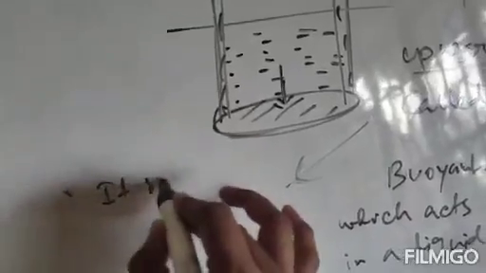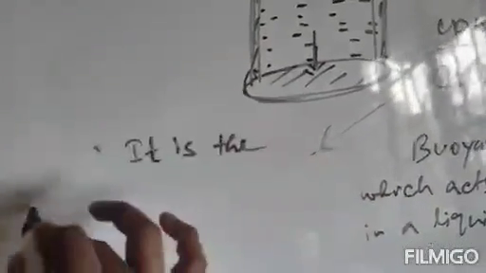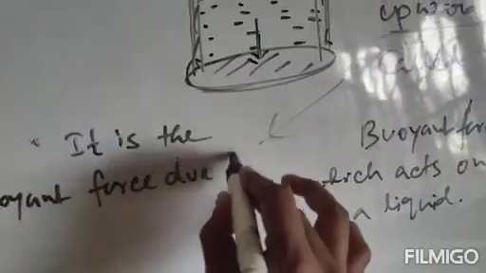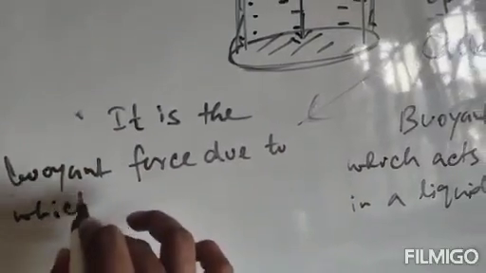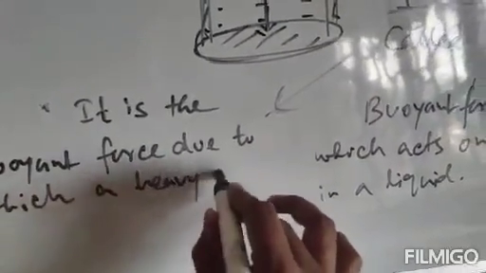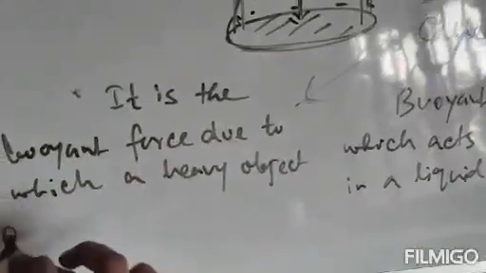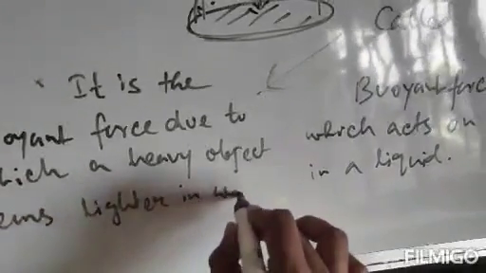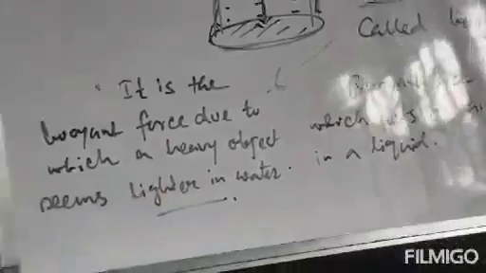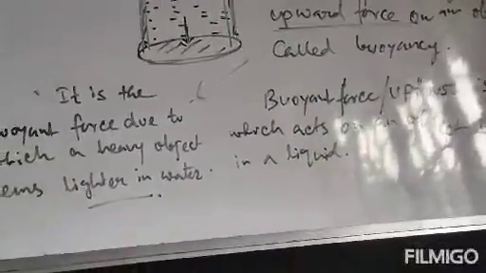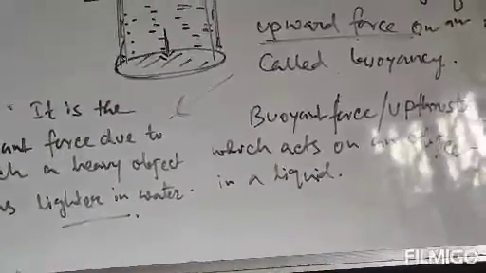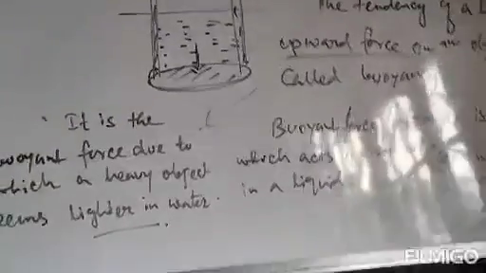So make a note here: the buoyant force is the reason due to which a heavy object seems lighter in water. This is the reason, that is, the buoyant force is the reason due to which a heavy object seems to be lighter in water. Clear? So this is all about buoyant force and the property buoyancy, the property of fluids.